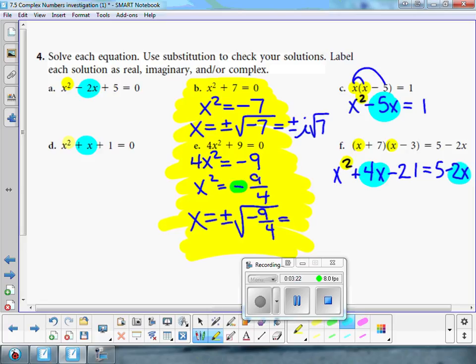Again, up until about a week ago, you'd say that that doesn't have any answer, right? Well, that's not right anymore. You would say no solution. The real response there would be there's no real solution. There's an imaginary, there's a complex. So we can square root a negative. What do you get? You're going to get an i. But there's even more to this one, because can I square root 9? Can I square root 4? So it's plus or minus 3/2 i. Okay?